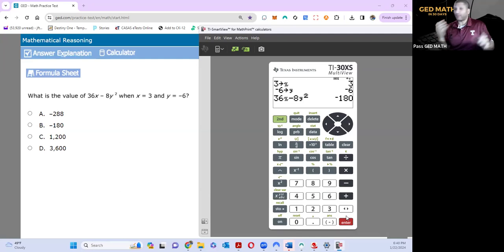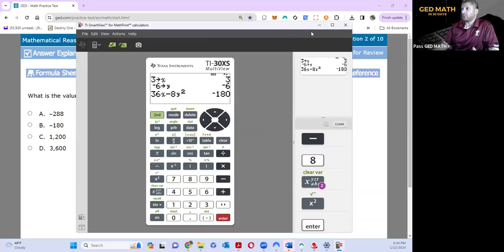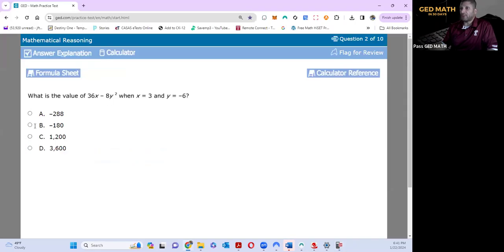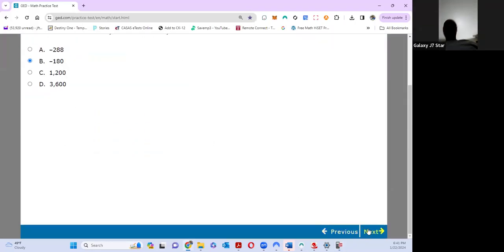I'm not saying you have to use the calculator, but if you can, they allow you to use this tool to pass your exam. I suggest you learn how to use it. So instead of you spending a minute and a half, I spent 15 seconds. Now I got a whole extra minute and 15 seconds that I can spend on another problem. Okay, so those are the advantages of using the calculator. All right, so we got minus 180. Let's go to the next one.